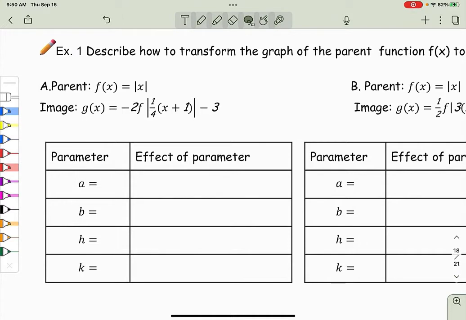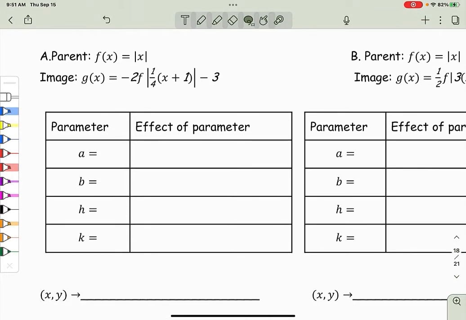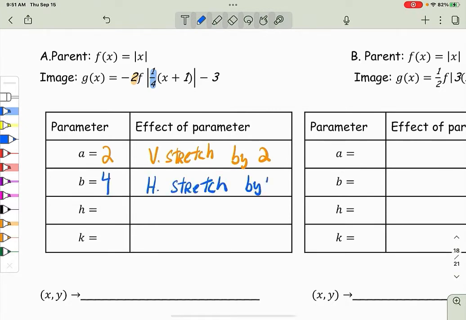In this case, we have the parent function is the absolute value of x. F of x equals the absolute value of x. Our image function is our g of x, which is below. So let's first go ahead and look at our transformation. So our a parameter is this parameter here. So our a parameter equals 2 with a vertical stretch by 2. Our b parameter is in this parameter here, and our b equals 4, and that's a horizontal stretch by 4.